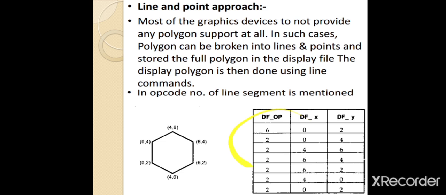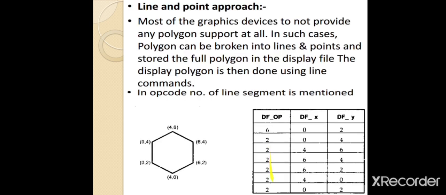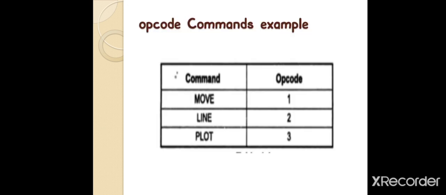This is nothing but the line and point approach making use of the display file. So for the opcode command, if we want to move our cursor position, it is 1. If we want to draw a line, it is 2, which we have already used here to draw a line. Third is for plotting. These are the sample opcode commands which are used for the display file.